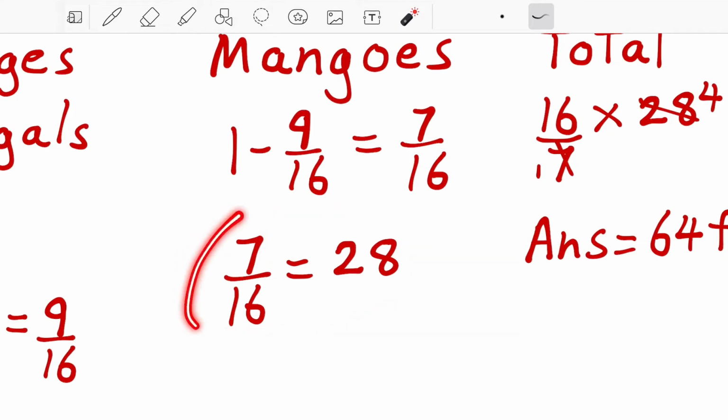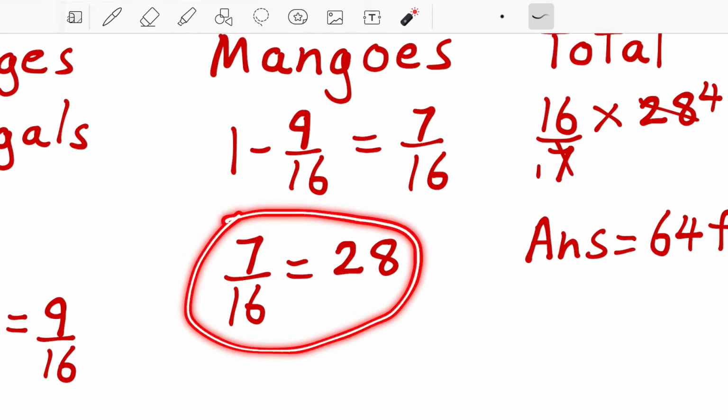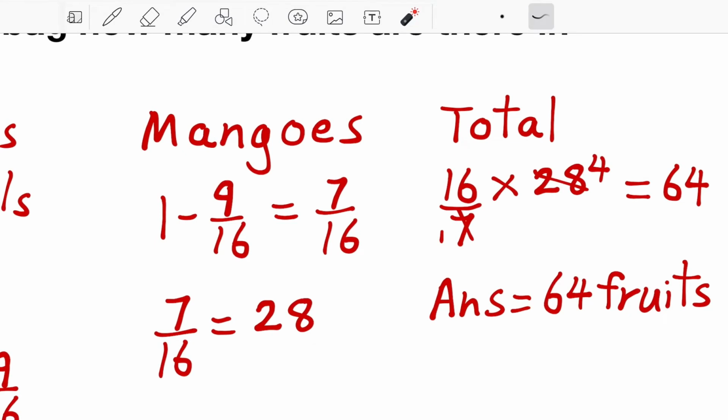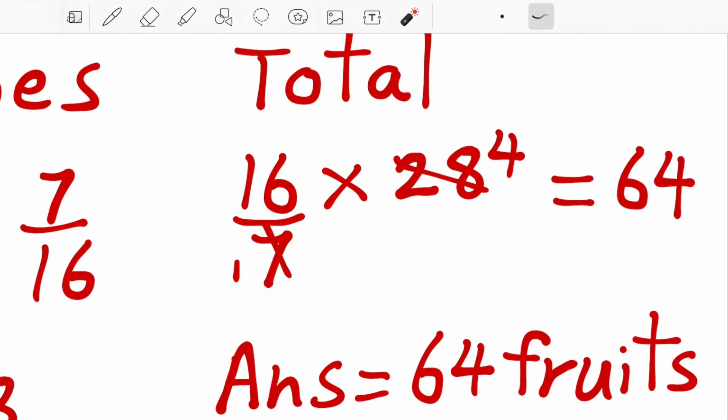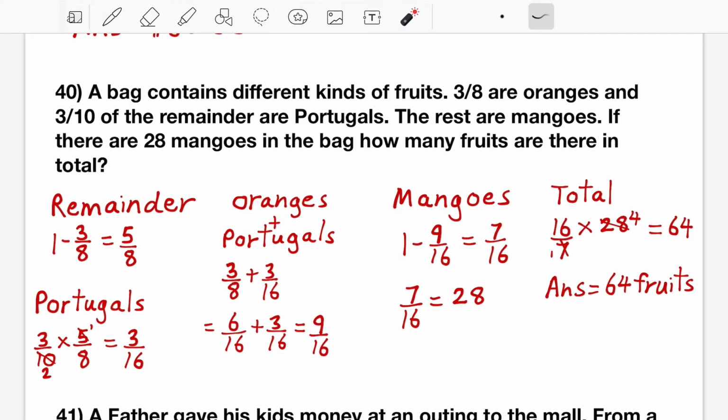So when given a fraction equal to an amount, we can find the total by flipping the fraction and multiplying it by the amount it is equal to. 7 into 7 is 1. 7 into 28 is 4. 16 times 4 is 64. So we have a total of 64 fruits.